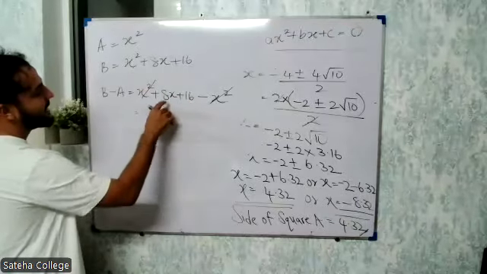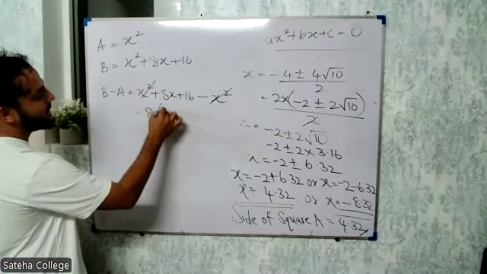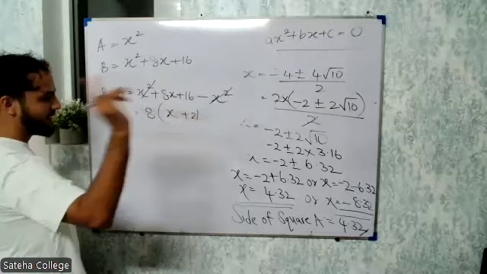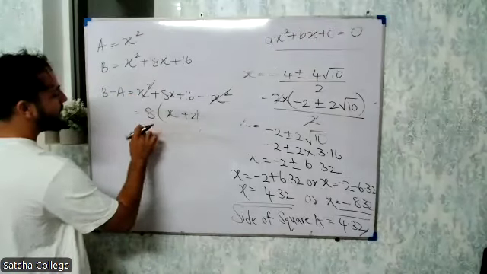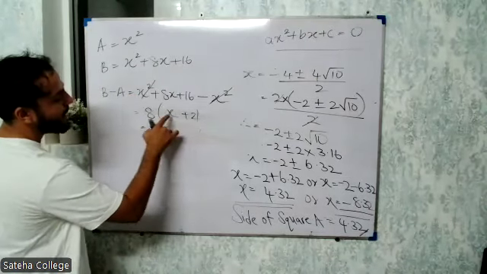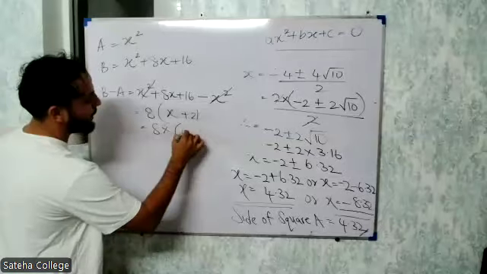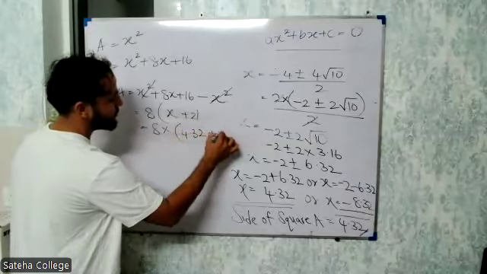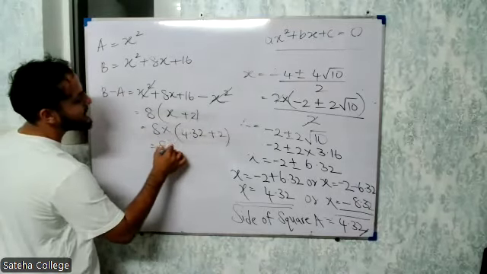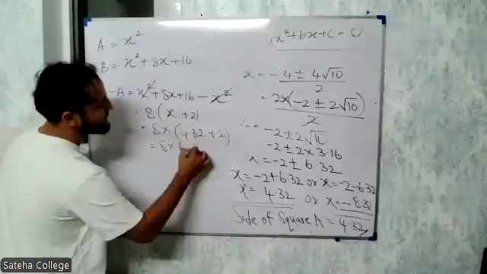Right, now it's correct, right? So now we take 8 common here. We have x plus 2. So then we have 8 into x, what? X is 4.32 plus 2, right? So 8 into 4.32 plus 2, that is 6.32.